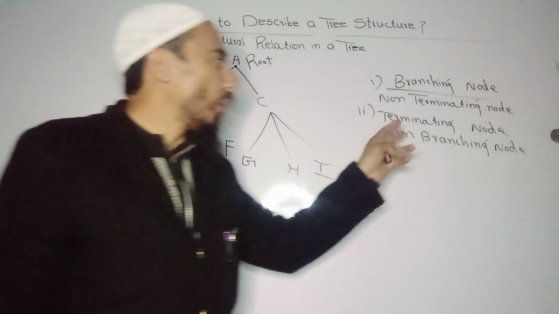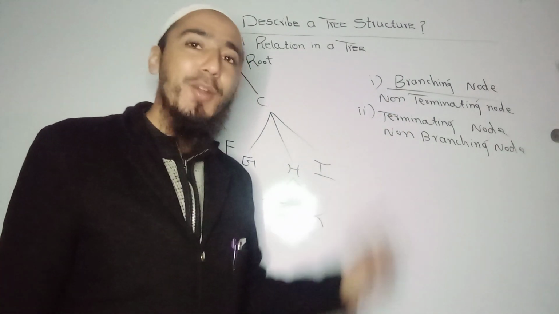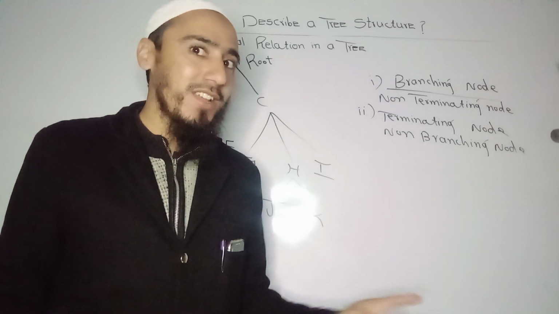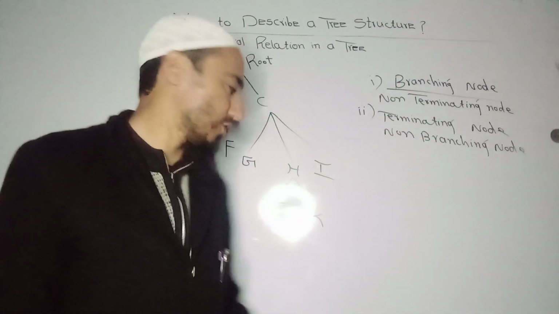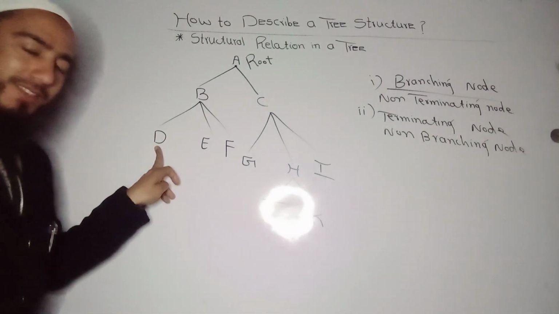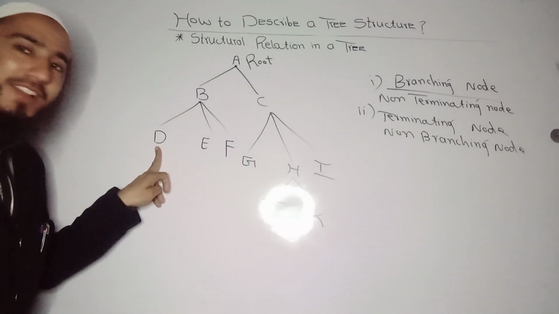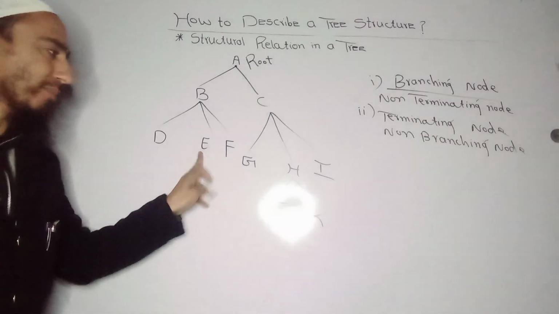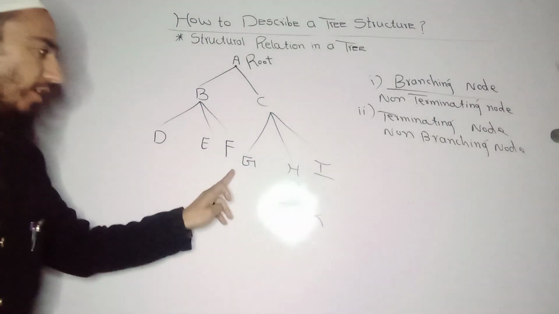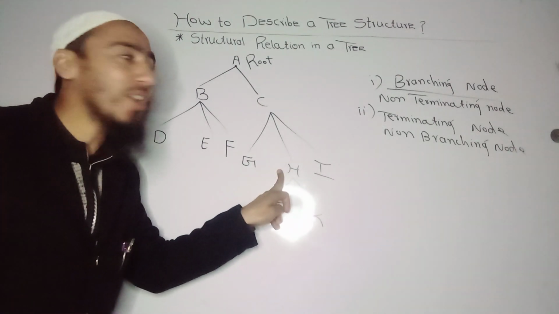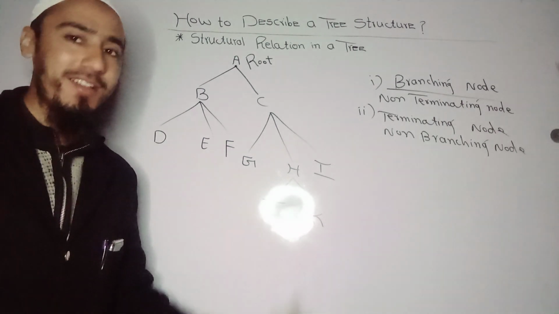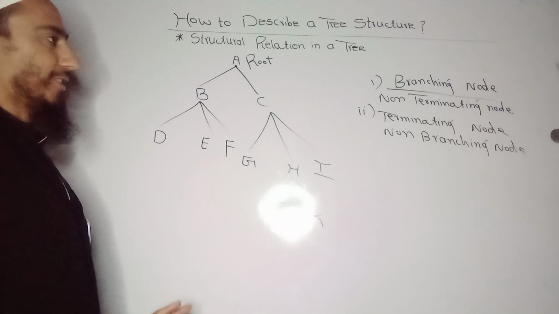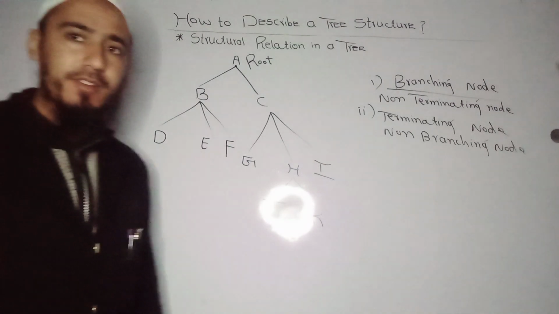Now, what is a terminating node? A node which does not have any other node, which does not have any other branch. For example, see this one: it does not have any other node or any other branch. But H, what kind of node is it? It is a branching node because it has two branches. This is the difference now, listeners and audience.